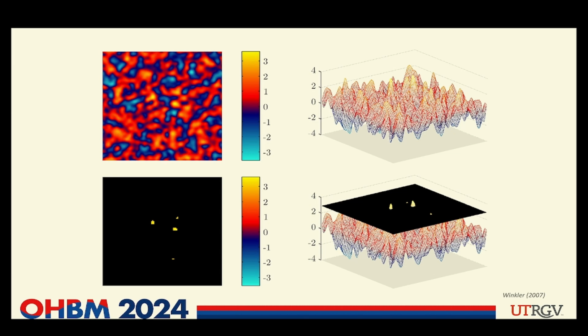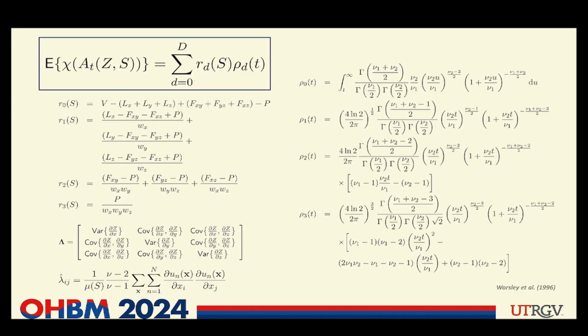And if you set the expected number of blobs equal to 0.05, which is the test level that we normally use, then we figure out what threshold you have to apply. So what's the height at which you have to cut this map. And the formulas that you need for this are like this.